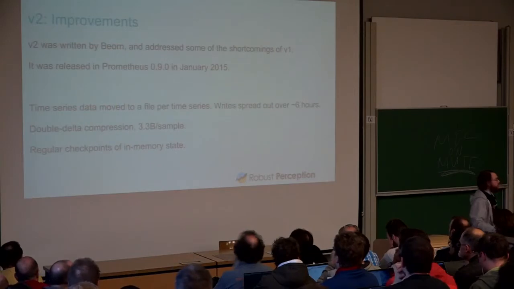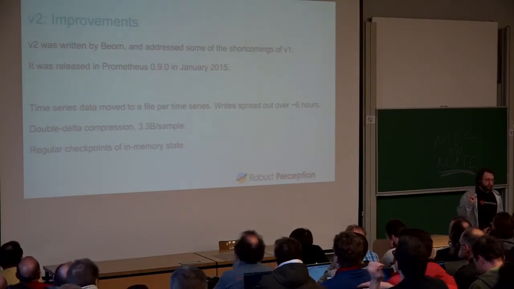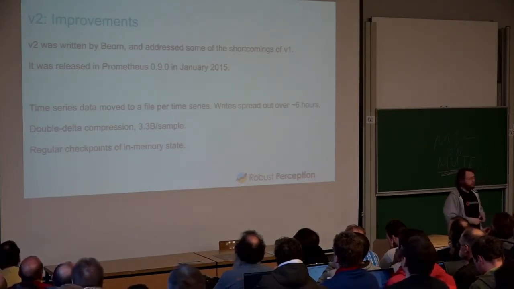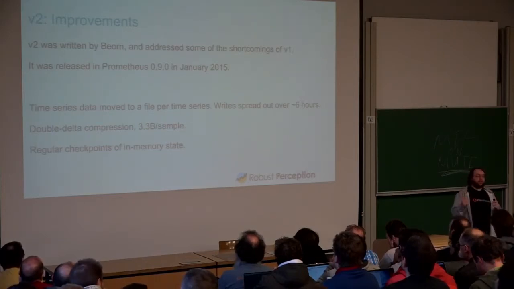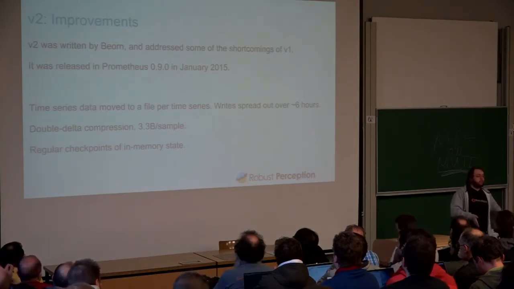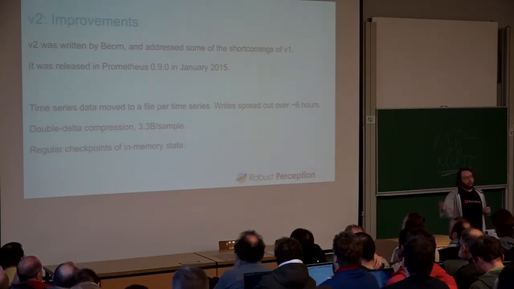And that brings us to version 2 of the storage engine, which is also in Prometheus 1, I point out. This was part of Prometheus 0.9, which we launched just about 3 years ago, and this was written by Bjorn in Berlin. It moved the time series data to a file per time series, which means the data is all going to be together on disk. And the writes were spread over 6 hours, rather than being flushed every 15 minutes or so.